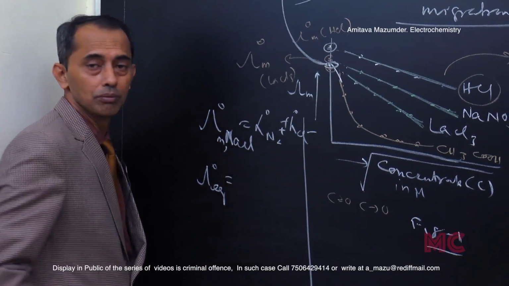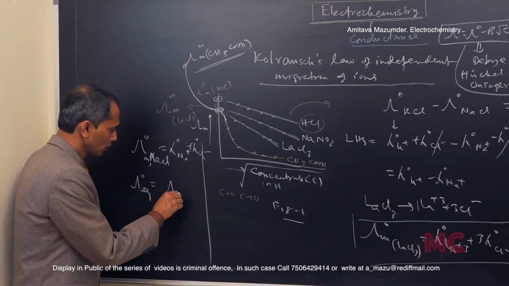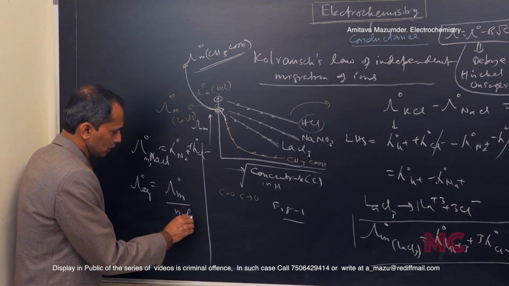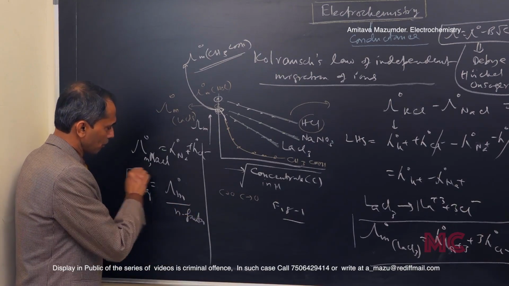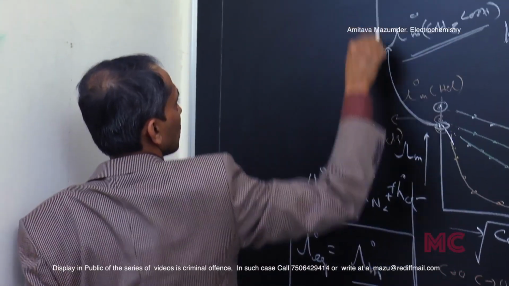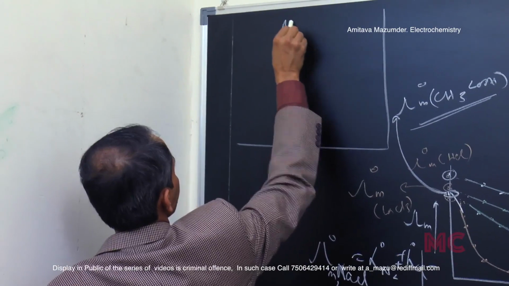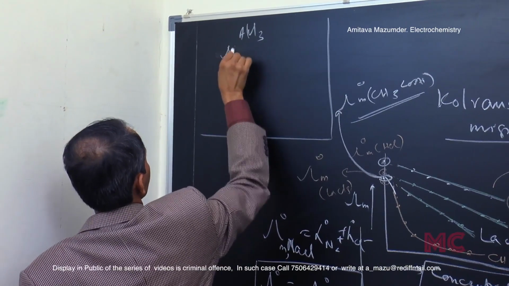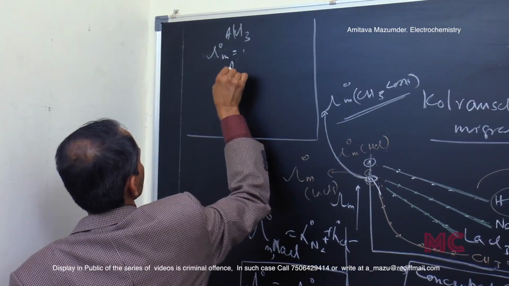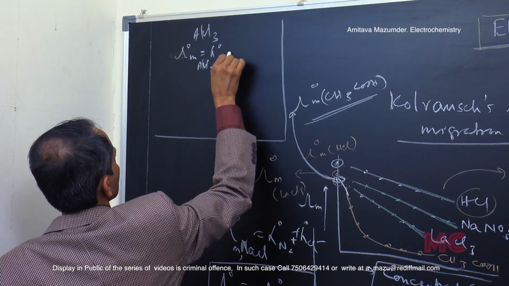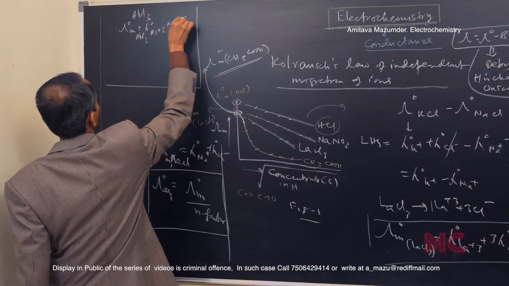Lambda naught equivalent will be equal to lambda m naught divided by n factor. So it's very, very important: lambda naught equivalent, n factor. For example, let's say I'm talking about AlCl3. If I take lambda naught molar of AlCl3, it is equal to lambda naught molar Al3+ plus 3 into lambda naught molar Cl minus.